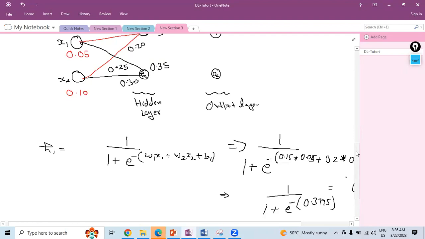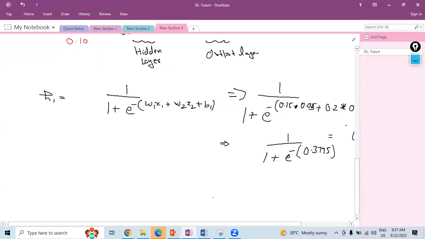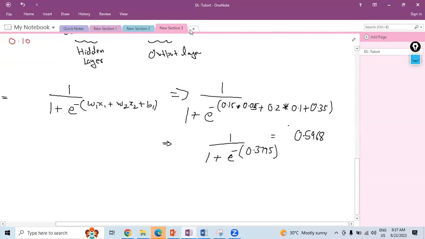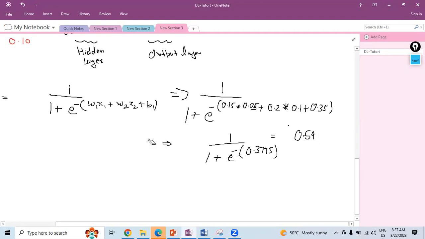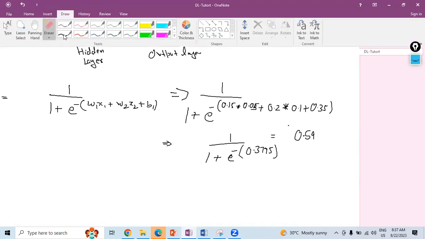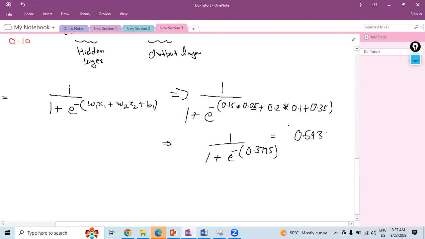But H2 is 0.5968. Sorry, yeah, this is correct. H1 will be 0.5932. The H2, yes, will be 0.5968, correct. Wait a minute. This will be 0.5932. And if you calculate the H2, it will become 0.5968. Am I right?